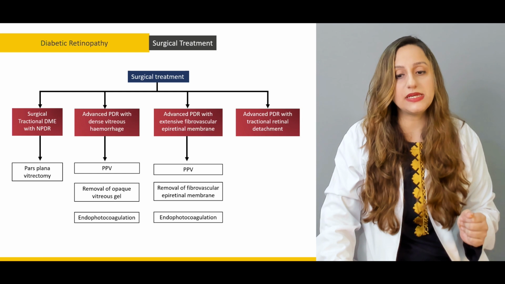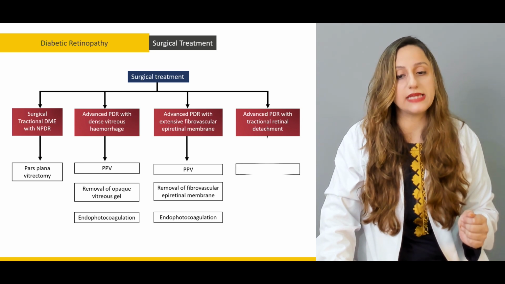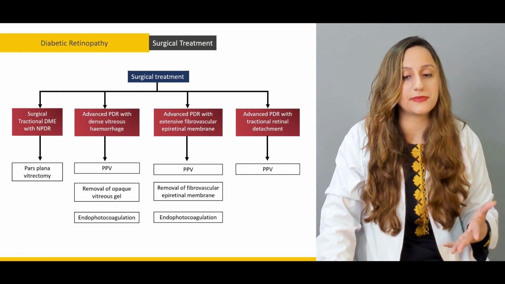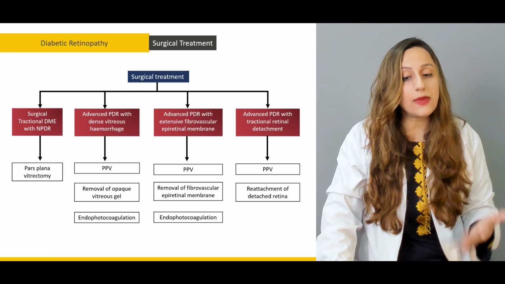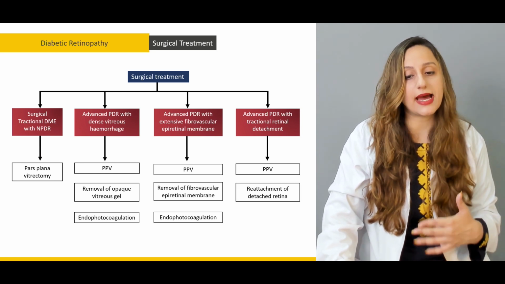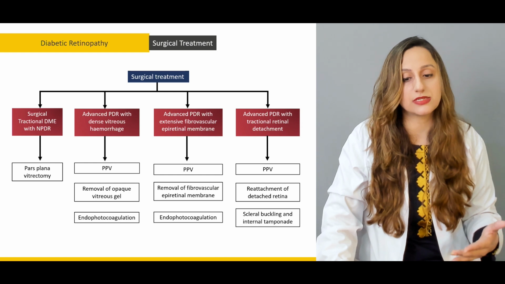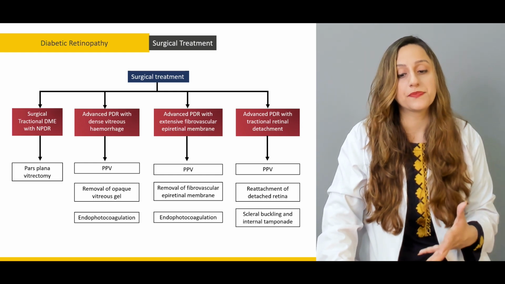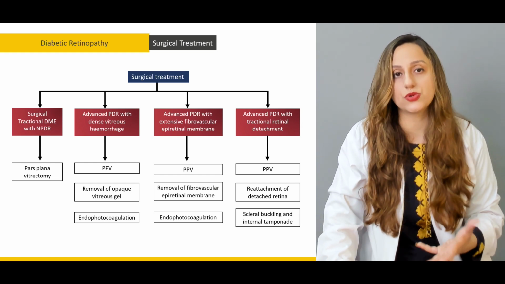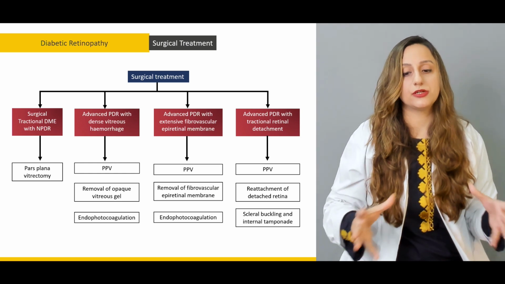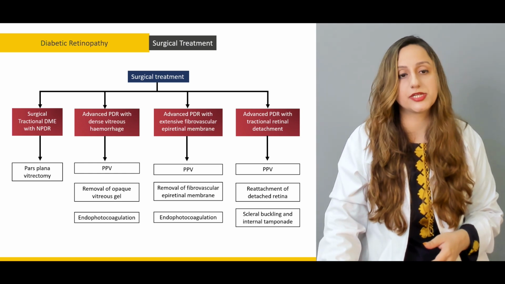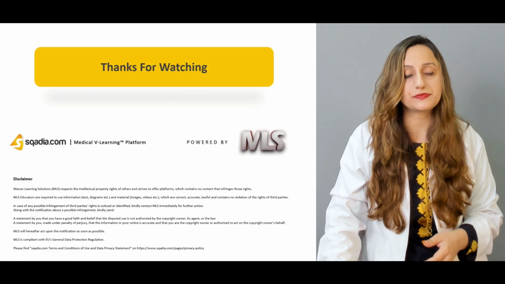The advanced PDR with the tractional retinal detachment, again, the pars plana vitrectomy, and the aim is to reattach the detached retina in this patient. Scleral buckling and internal tamponade is also given just to avoid the retinal detachment furthermore.